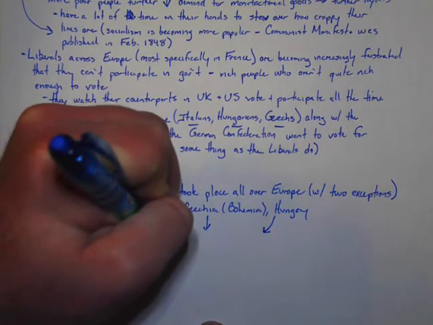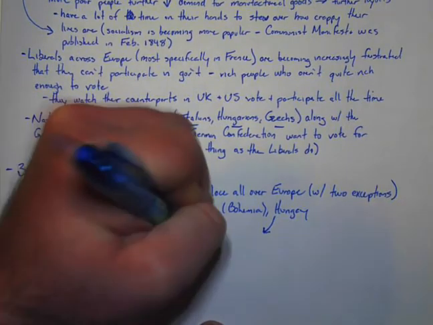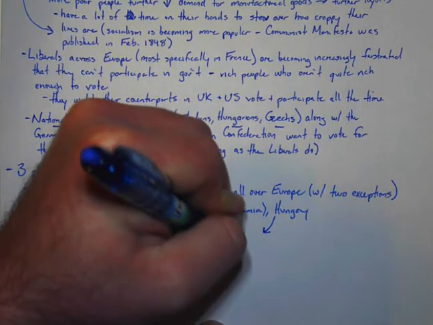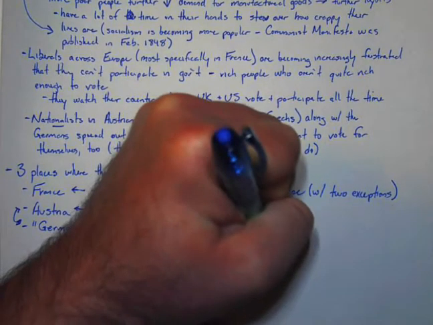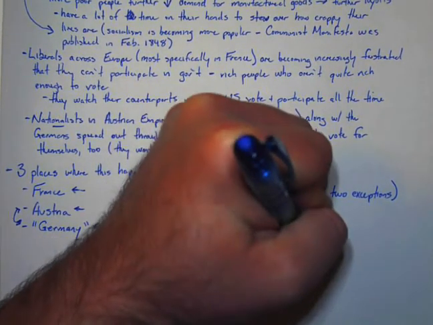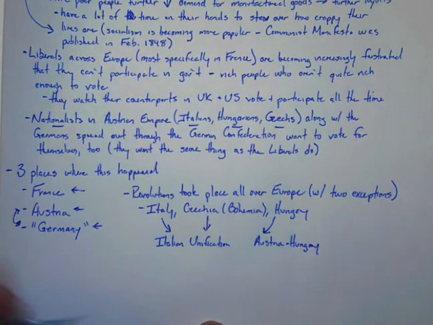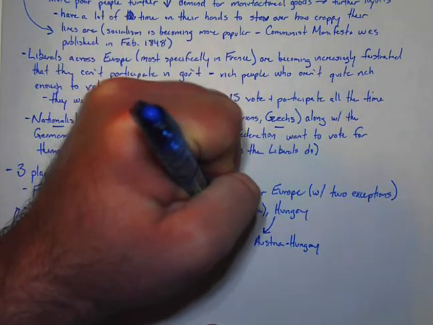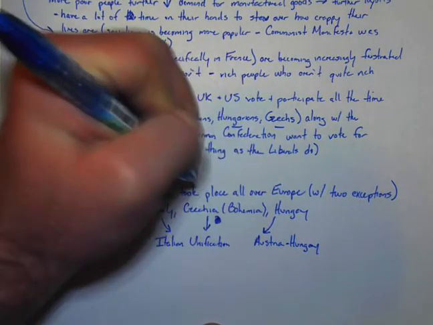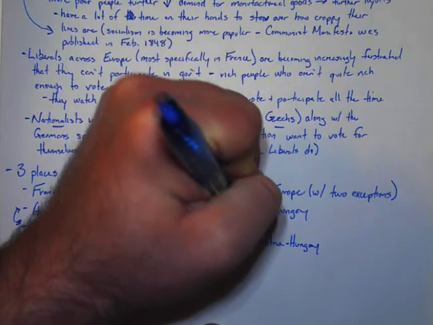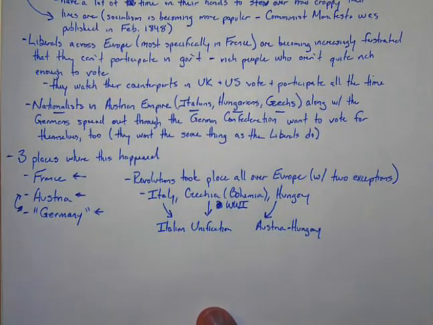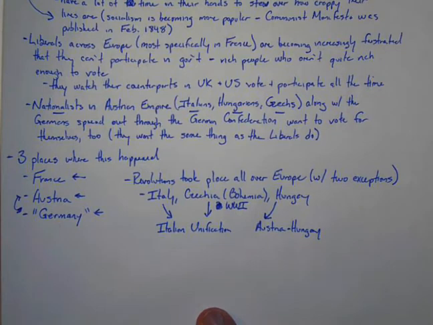So we'll talk about Italian unification. We'll talk about the formation of Austria-Hungary. I think the Czechs we'll bring in when we talk about the road to World War I. But all of these groups are going to get their own story, and all of them are involved in 1848. We're just not going to talk about all of them right here. We're going to focus on France, Austria, and Germany.